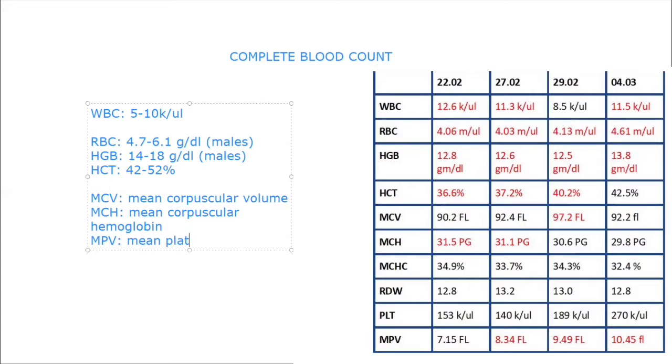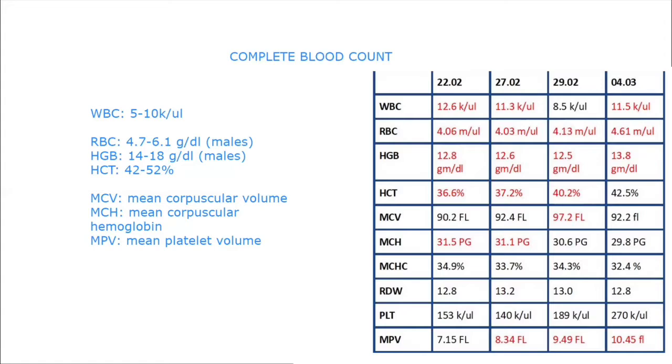MPV, mean platelet volume. Now we can see that the patient's platelets were actually pretty okay, with the normal being 150 to 400, but it's important to note that if a patient has a low platelet count and a high MPV level, it suggests that bone marrow is rapidly producing platelets. So as older platelets are being destroyed, the bone marrow is trying to compensate.